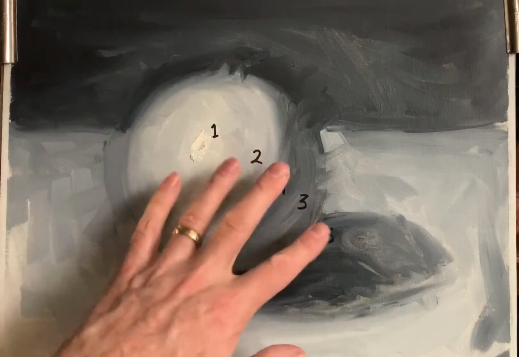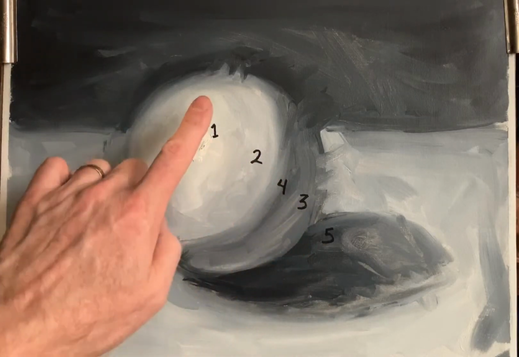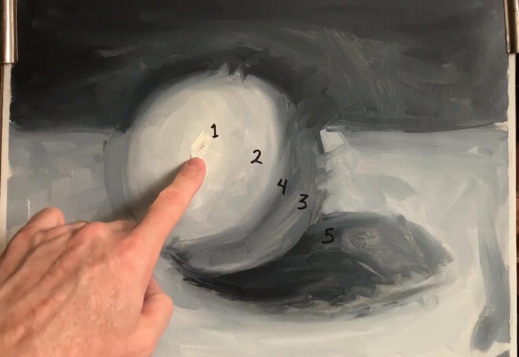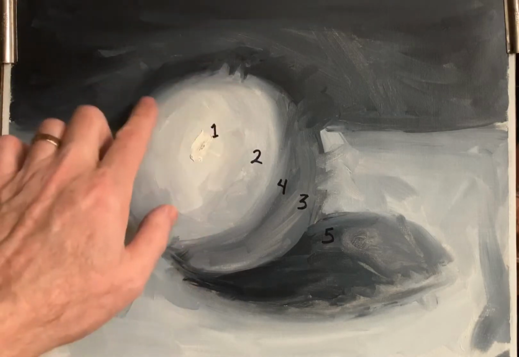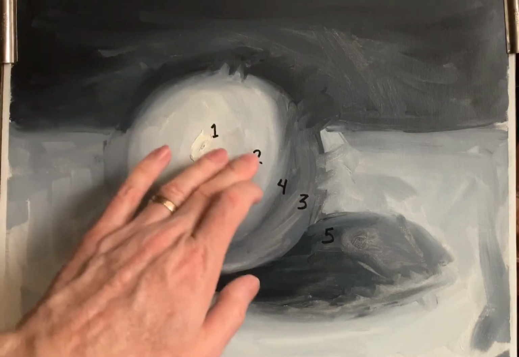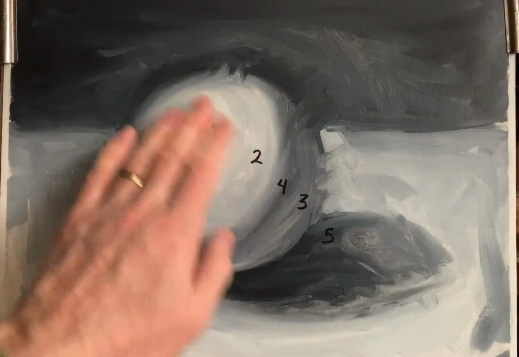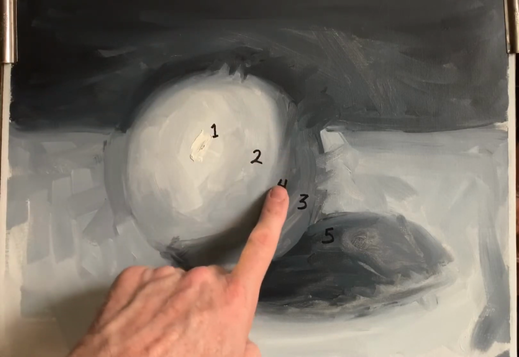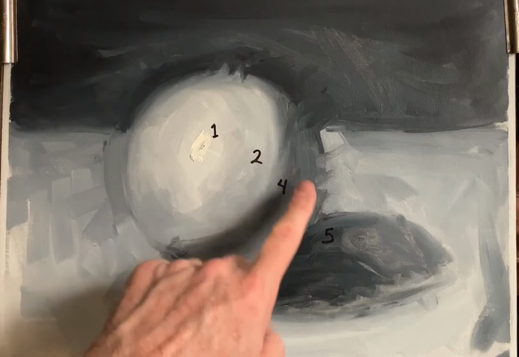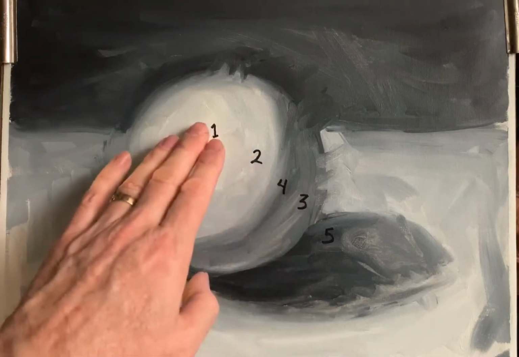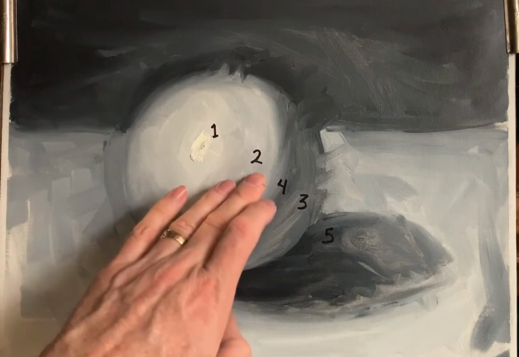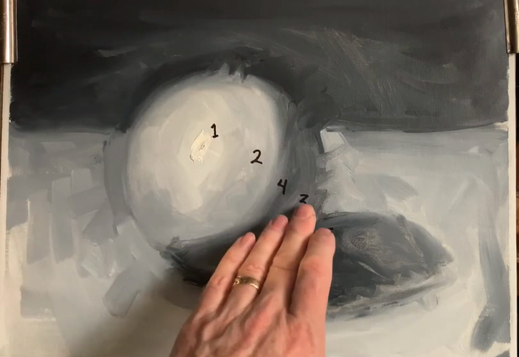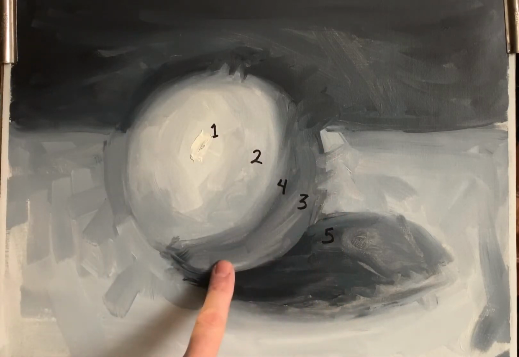So what we have here are just 5 values, and the number 1 represents the brightest highlight that this sphere could make. Number 2 represents just the light side in its most simplified terms. And number 4, now you'd think that would be 3, but we go to 3 actually. Well, let's keep these in order of value from lightest to darkest. So we go to 3, which is the reflected light.